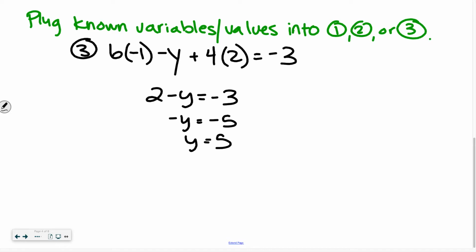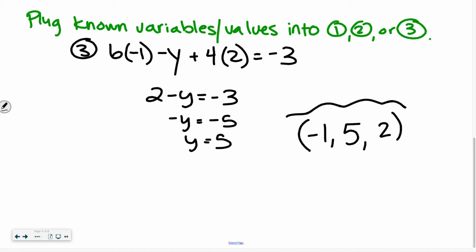Okay. Now, when you write your answer, remember how we used to write our answers as ordered pairs? Now it's going to be an ordered triple, and it has to go in alphabetical order, x, y, z. So we're going to say negative 1, 5, 2. Did I get those right?